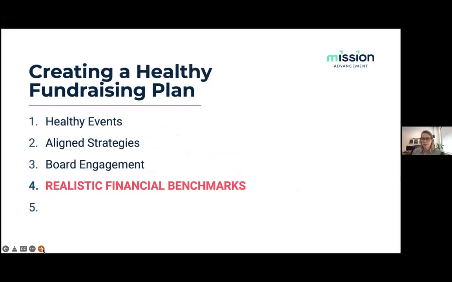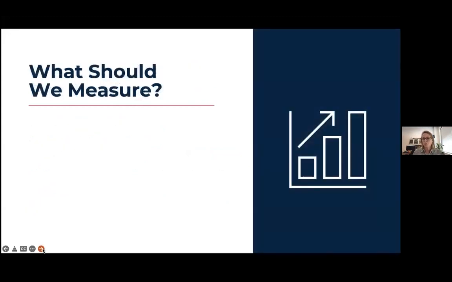Oftentimes we see that this is a reason for staff turnover in development, because the benchmarks or the expectations are just not realistic for a development team. So what should you measure? In our view, there's 3 metrics that are the foundation of development. Anything else you measure is maybe great, but these are the 3 that we always start with.